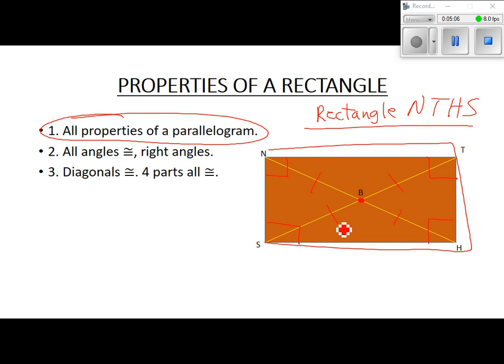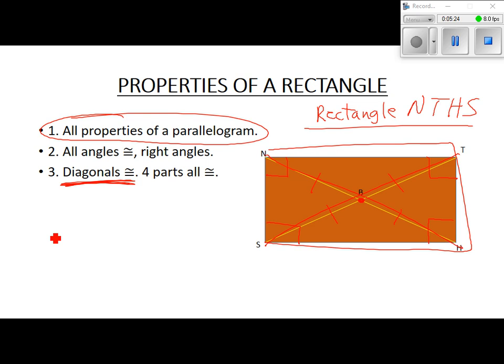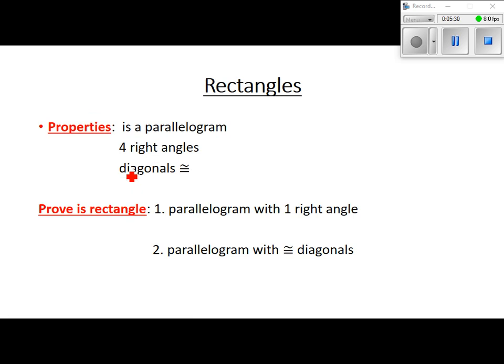And the diagonals are congruent to each other. So the length from N to H is the same as the length from T to S. That works in a rectangle. That doesn't work for all parallelograms. Rectangle is one of them it does work for. So that's a rectangle. So you've got quadrilaterals, could be a parallelogram, could be a rectangle. Properties of a rectangle again.